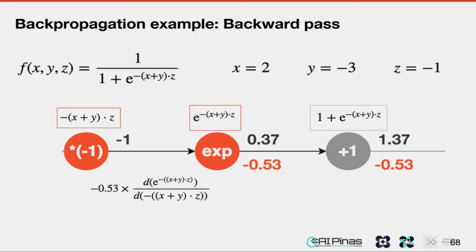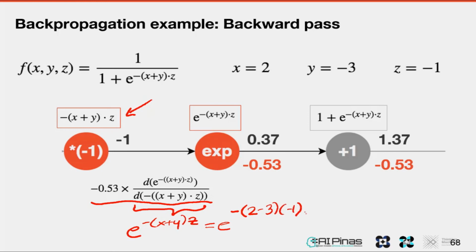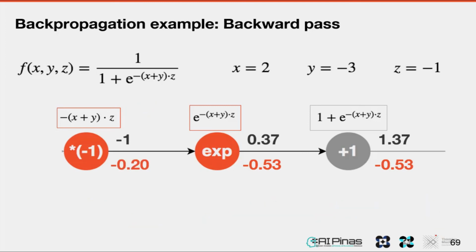Same process here. Note from e raised to -x plus y times z, the next expression in breaking the function down into simpler parts is negative quantity x plus y times z. This expression summarizes how we get the local gradient for this gate. Evaluating this derivative, I get e raised to -x plus y times z, and plugging in 2, -3, and -1 to get a numerical value, I get -2 minus 3 times -1. I get e raised to -1. Multiply that to -0.53. Actually, -0.53 is -0.5344 rounded off. I get approximately -0.2. And we write it here.